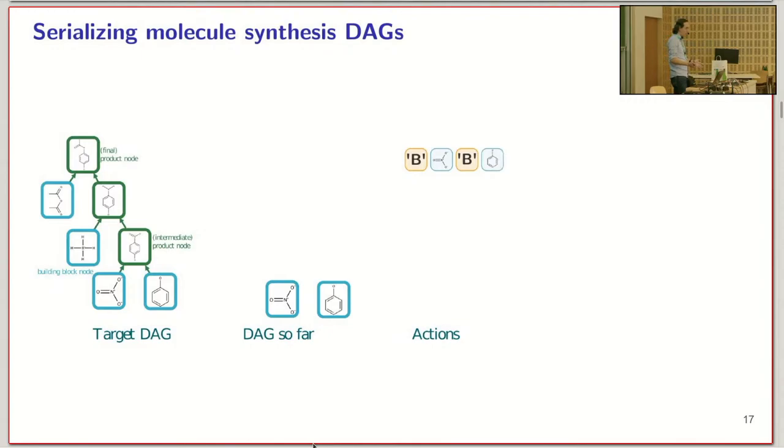Then my next action could be to create an intermediate product node. Right now, it is empty. And I will have to determine which building block nodes or previous nodes in my graph I connect it to. I could say I'm going to connect it to the first node that I created. I'm going to connect it to the second node that I created, and then that's it. I stop making connections. And once I stop, then I will have to fill in the content of this node.